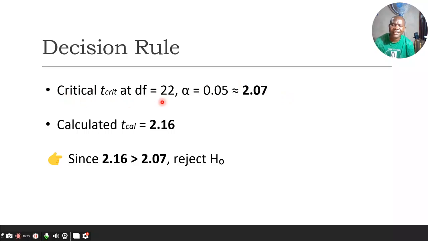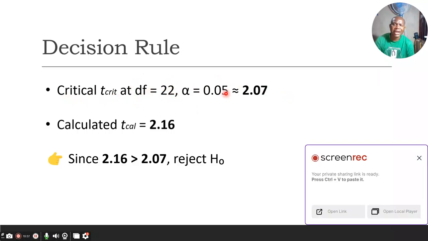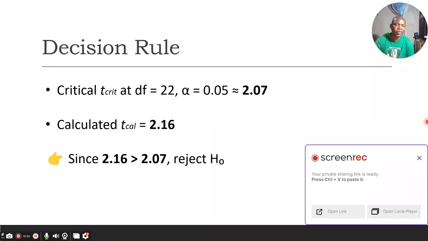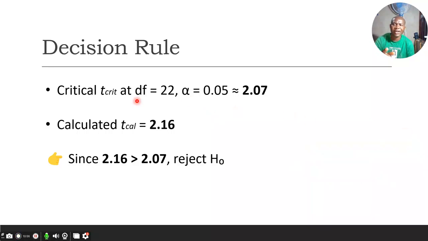So for our t critical now, of course, we have obtained the degree of freedom to be 22, and our alpha level is stated as 0.05. When we check this on the student t table, you have the row and the column. And when you check this, you will discover that the t critical will be exactly 2.07.